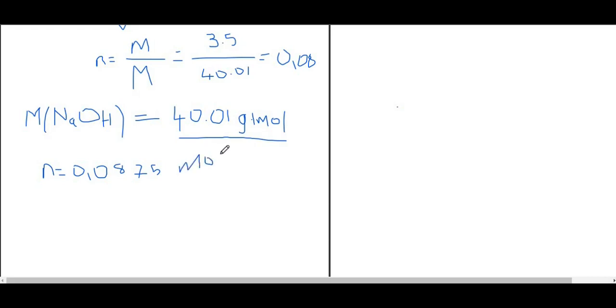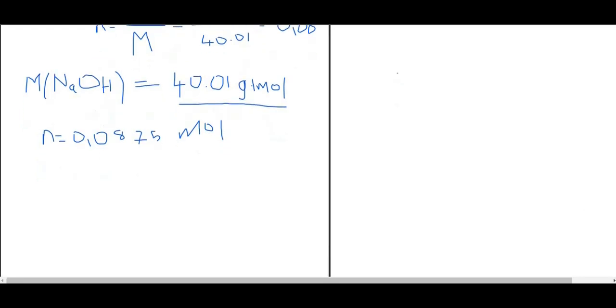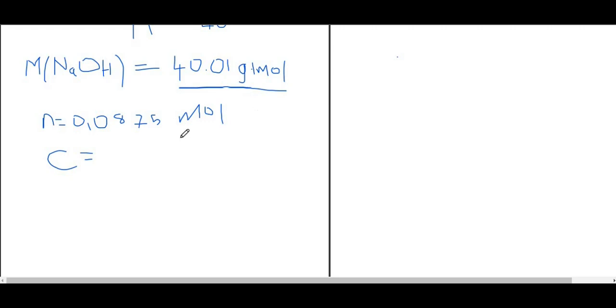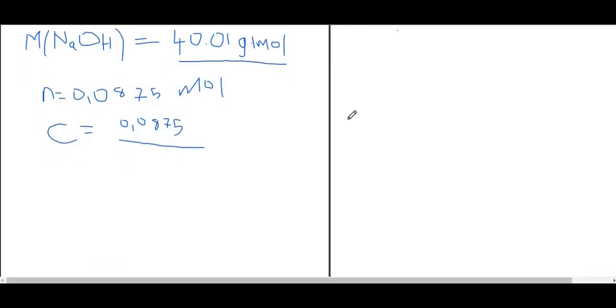But we are not done. What we need to do is calculate the concentration. Now you have the number of moles, you also have the volume. It means that you can now calculate the concentration. And remember, the concentration is given by this formula over there. So the number of moles, 0.0875, and the whole thing must be divided by the volume. We said the volume is 2.5.